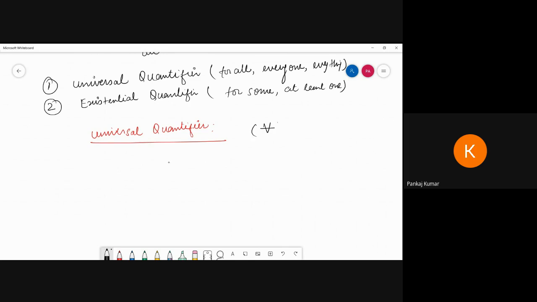This can be represented as an upside-down A, the symbol for the representation of the universal quantifier, meaning for all x, for each x, for every y. And where the universal quantifier exists, we represent it with an implication sign. That is the note point: when a universal quantifier is present, we use implication.